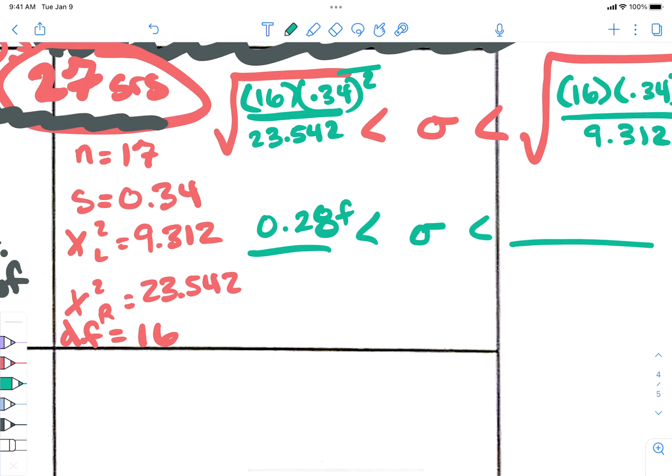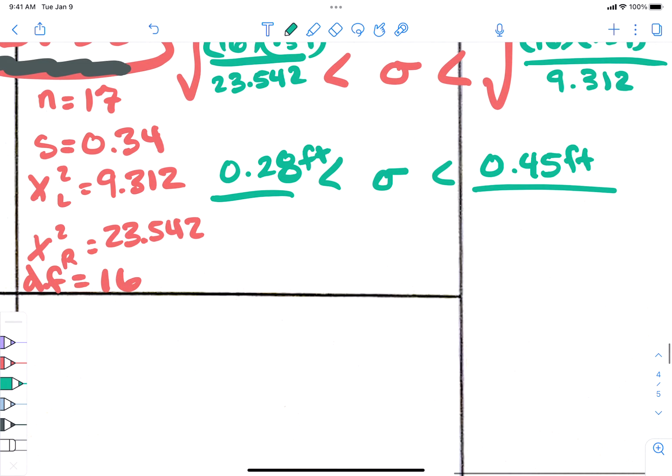And that is in what units, by the way? If we add the units on there, these are in feet, right? So 0.28 feet is like 3 inches maybe. A little over 3 inches. 0.25 would be 3 inches. Okay, and what's the right number? 0.45, I got that too. Feet. Okay, let's do our little interpretation down here.